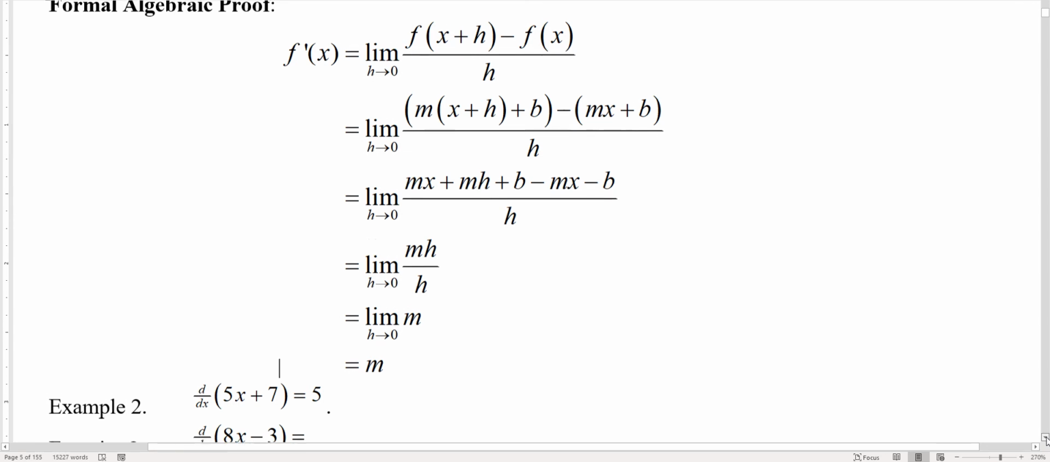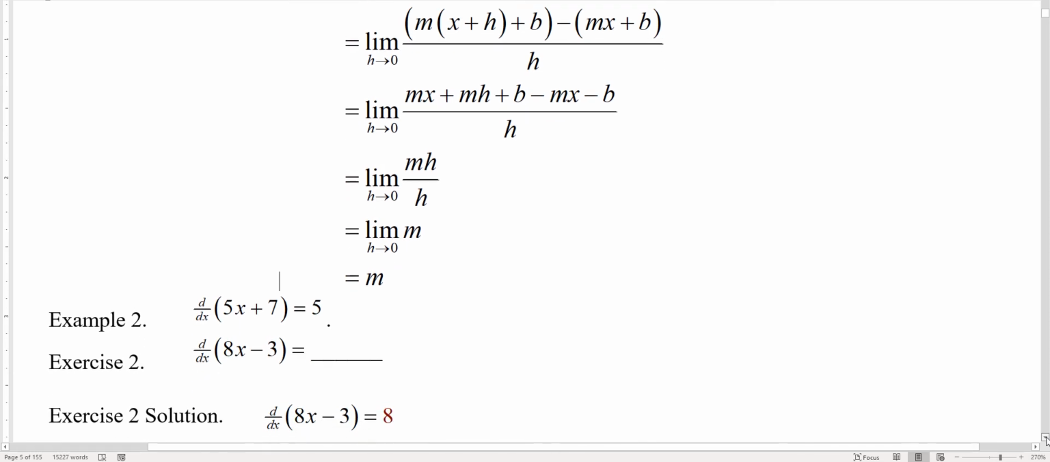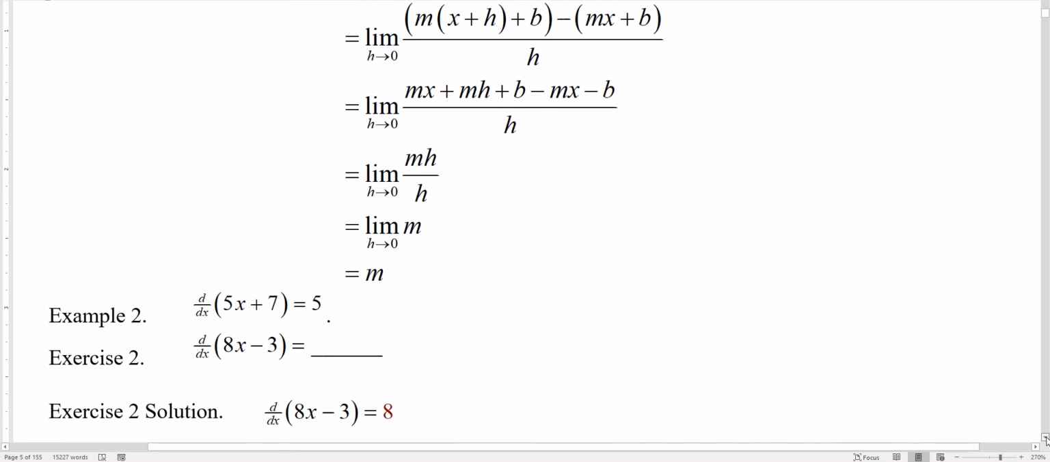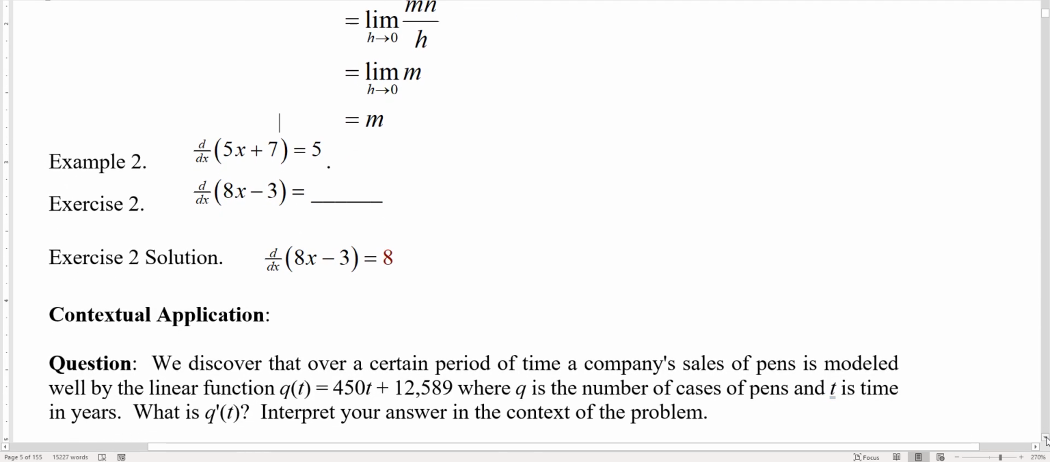Okay, let's try another one. You do this one. The derivative of 8x minus 3 is, well, hopefully you said 8. Pretty easy to do.